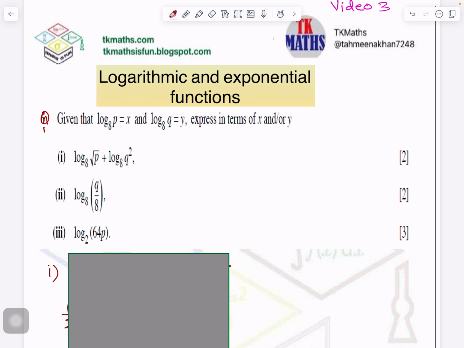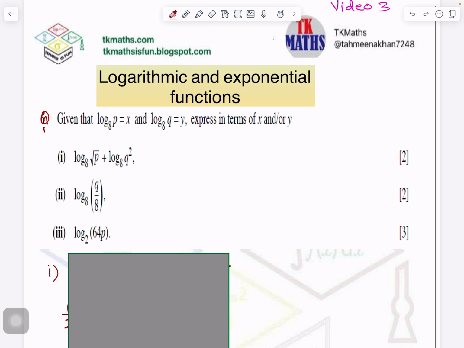So that we can do the questions confidently. The question is saying, given that log p base 8 equals x and log q base 8 equals y, write all these in terms of x and y. So I have to convert them into x and y instead of p and q. This is the target. So let's see.